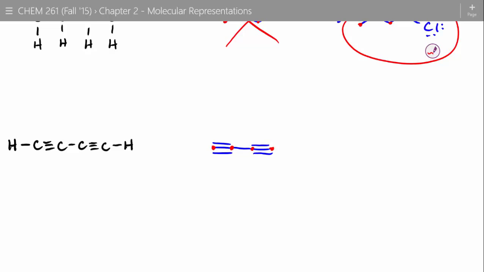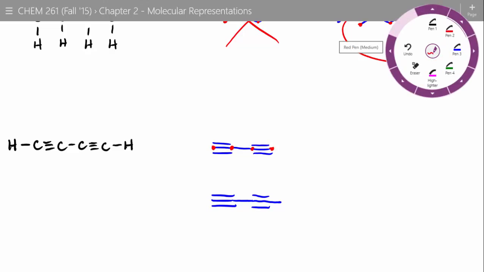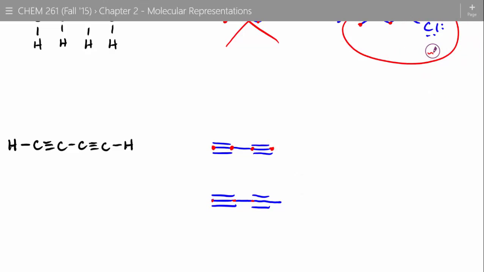The one thing I will say that kind of irritates me when I see this on homeworks or exams is if somebody draws a molecule like this. The question is, does this one have 1, 2, 3, 4? Or does it have 1, 2, 3, 4, 5?